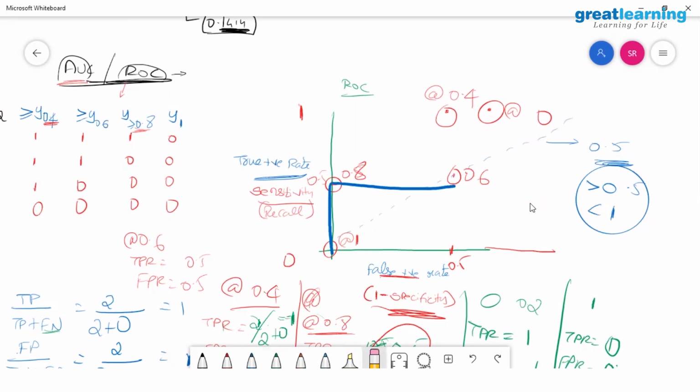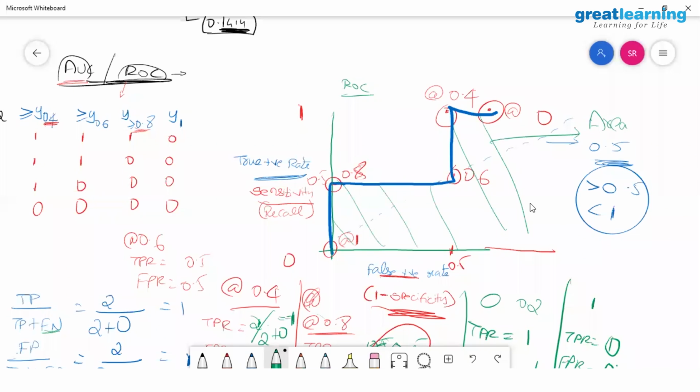I'm sorry, it's supposed to be in a straight line, right? Whatever the value that is coming under it, we'll call it the area under the curve. Is it clear, guys? This is the area under the curve and this is the threshold.